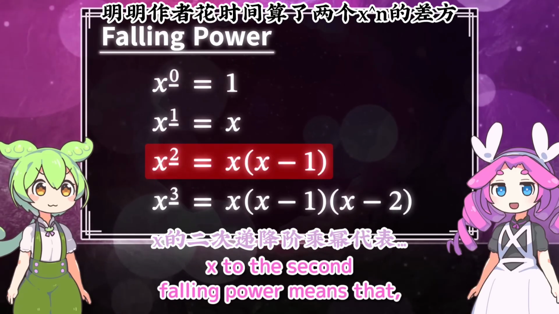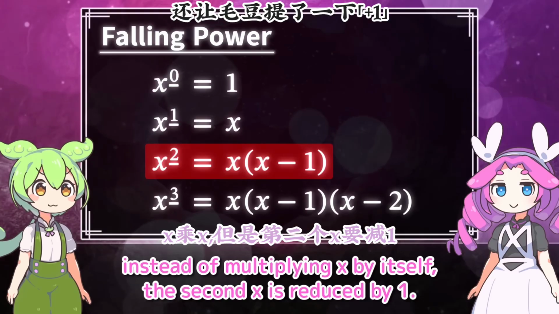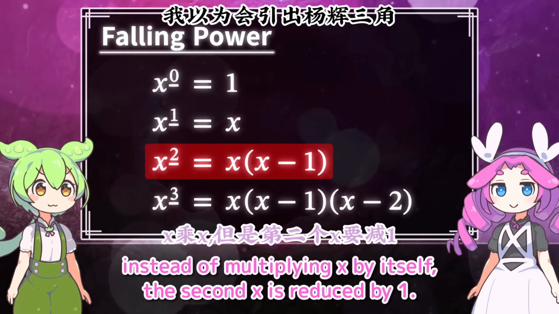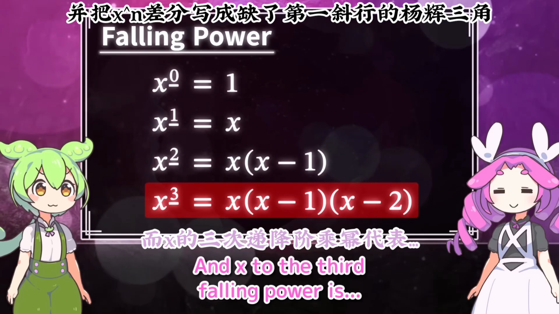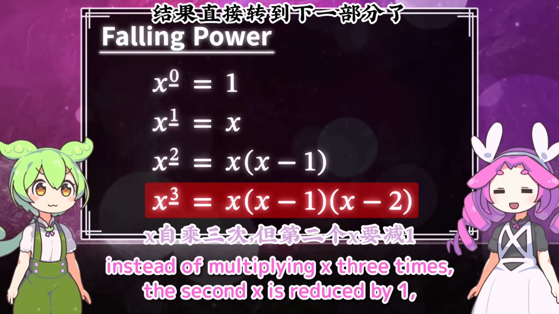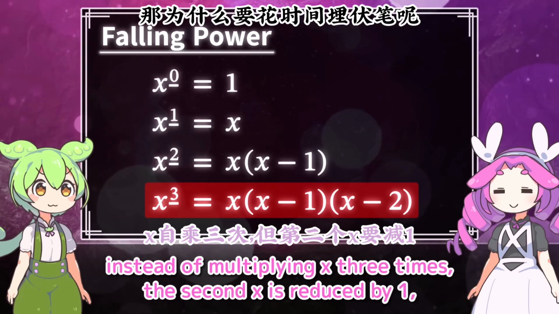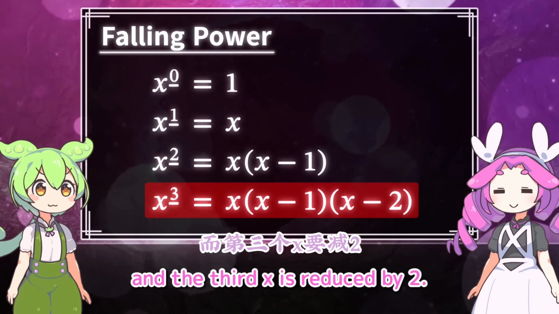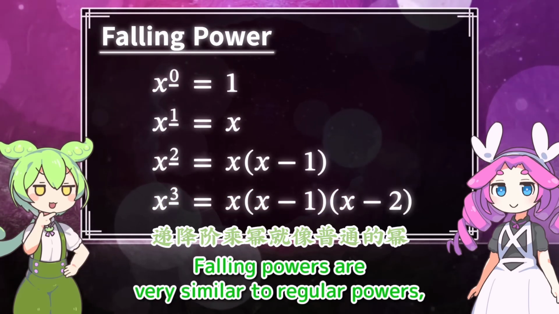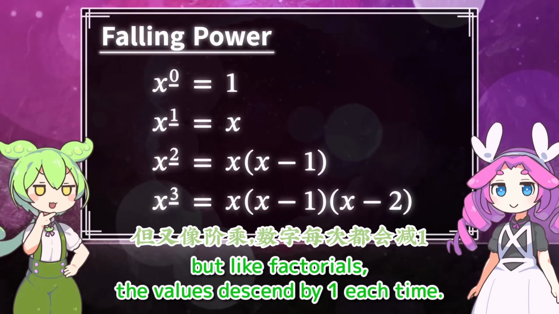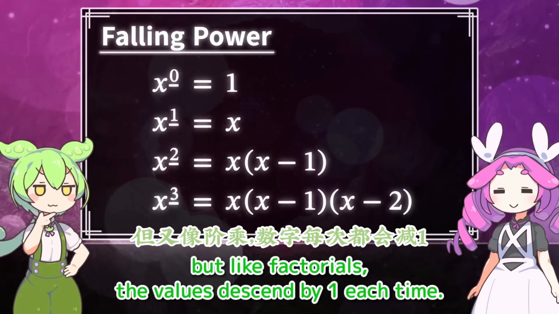x to the second falling power means that instead of multiplying x by itself, the second x is reduced by 1. And x to the third falling power is, instead of multiplying x 3 times, the second x is reduced by 1, and the third x is reduced by 2. I see. Falling powers are very similar to regular powers, but like factorials, the values descend by 1 each time.